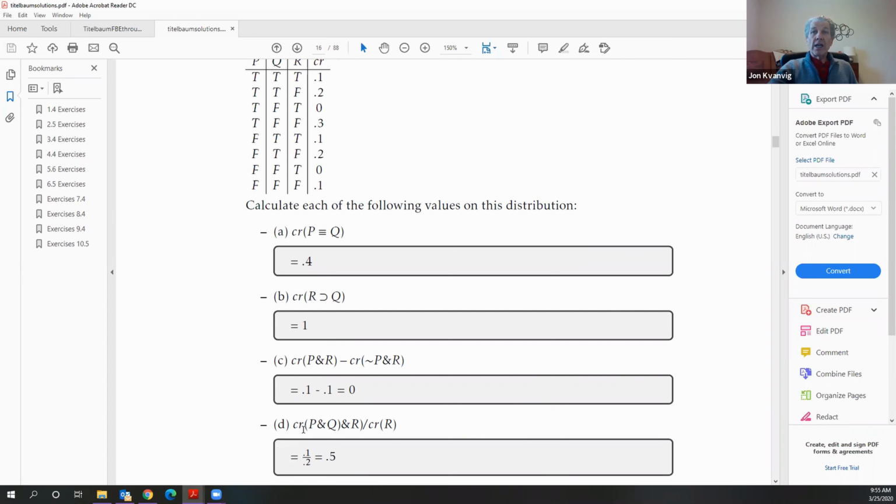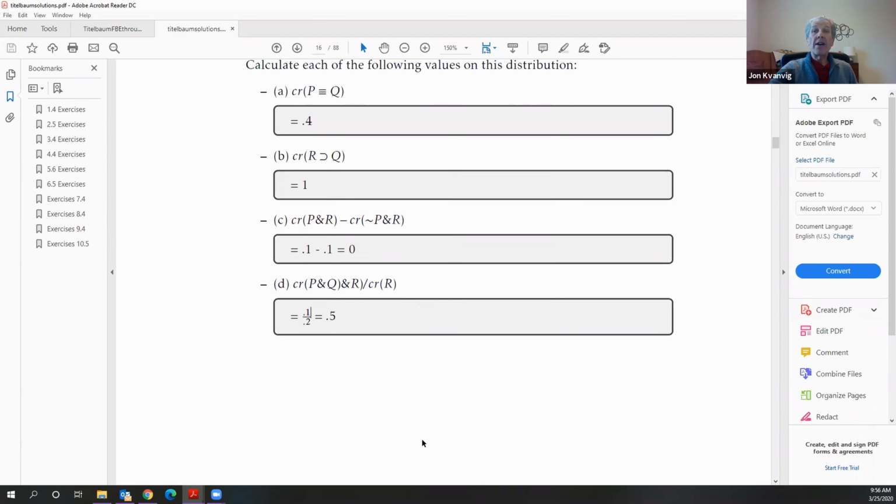What's the credence of P and Q and R divided by the credence of R? Well, there's only one line where P, Q, and R are all true. That's the first line. So 0.1 is our value in the numerator. Now, what's the credence for the lines where R is true? Well, that's 1, 3, 5, and 7. 3 and 7 have 0, but 1 and 5 have 0.1 each, so our denominator is 0.2, and that's 1/2.